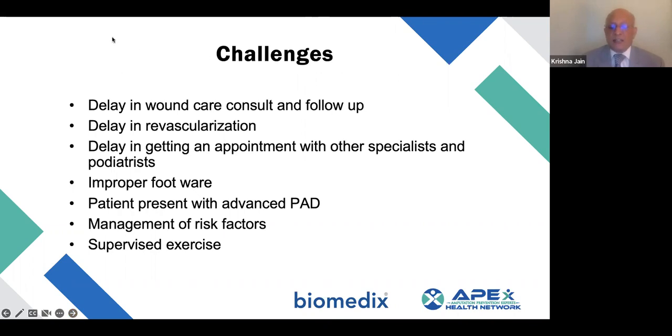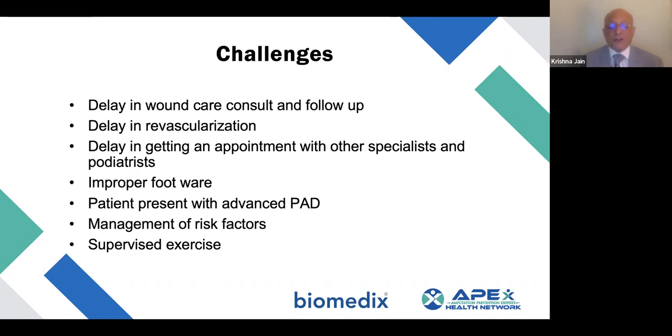What are the challenges that one faces? If you go to any community in the country, these are the challenges faced by the majority of communities. There's a delay in wound care consult and follow-up. Sometimes, if you're not working closely with the podiatrist, it may take you a couple of months to get a patient seen for wound care.